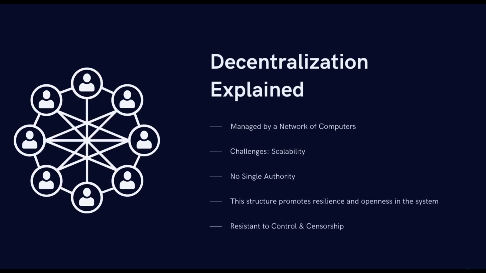So, decentralization is one of the core principles of cryptocurrencies. Instead of one central authority dictating the rules, the network is managed by a global network of computers. These computers, or nodes, work together to validate and record transactions. This setup makes the system much more resistant to control and censorship, but also brings its own set of challenges, like how to scale the network or how to govern it.